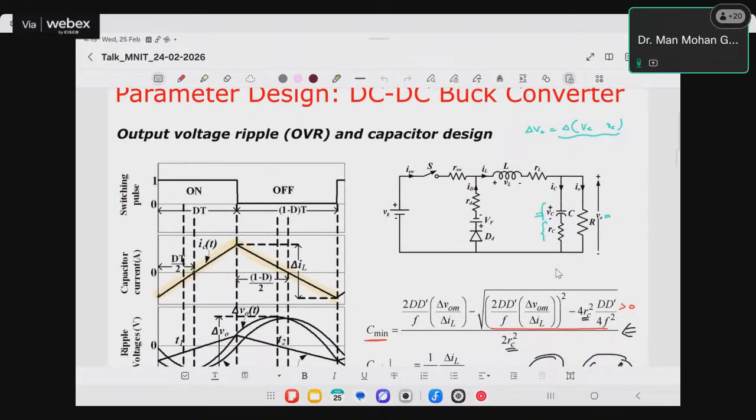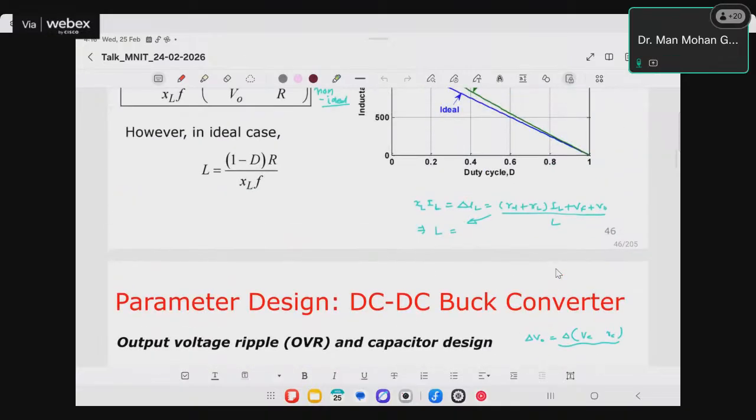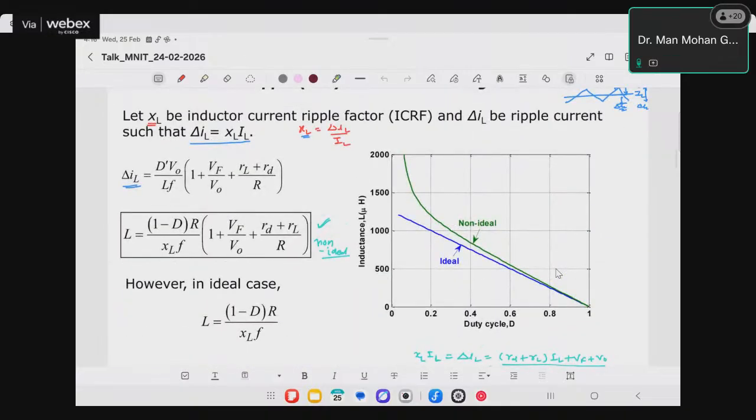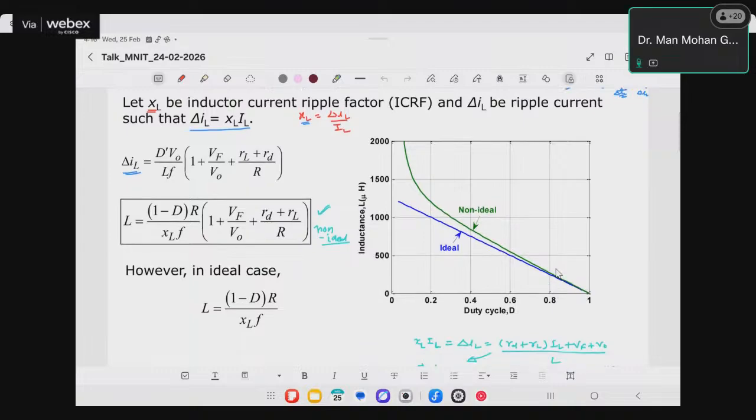Then we were discussing the non-idealities, how the performance of the converter is altered in the case of non-idealities, and how the energy storage element design of L and C gets changed when there are non-idealities in the system. Then we discussed the inductor design, and saw that the inductor requires more. Then we discussed that capacitor design also gets changed. So I just gave these two formulas.